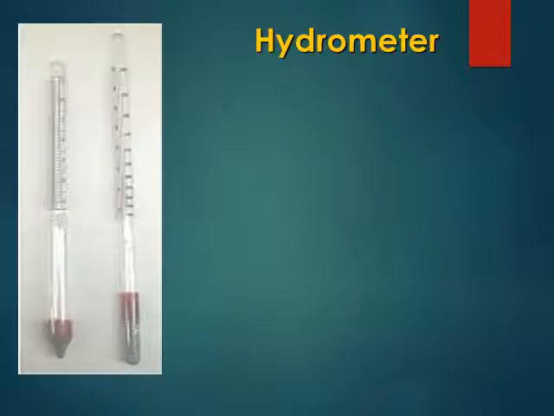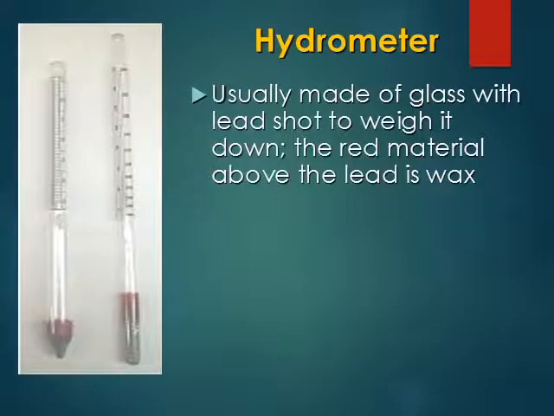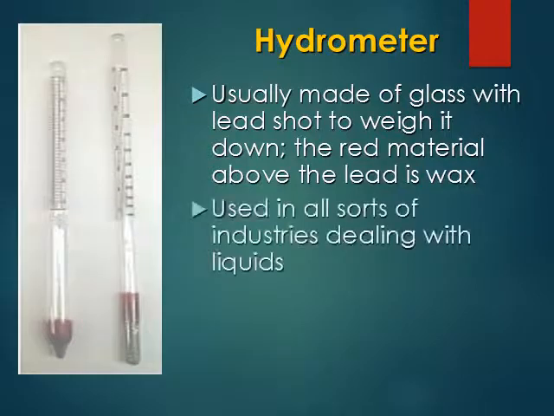Now, one of the instruments na ginagamit natin to measure the specific gravity is the hydrometer. So, it is usually made of glass with a lead shot to weigh it down. And the red material above the lead is the wax. So, we use this in all sorts of industries dealing with liquids. Okay, so, ito yung ginagamit na instrument kapag kailangang i-measure kung tama na ba yung fermentation ng, let's say, wine, okay, or ng beer.